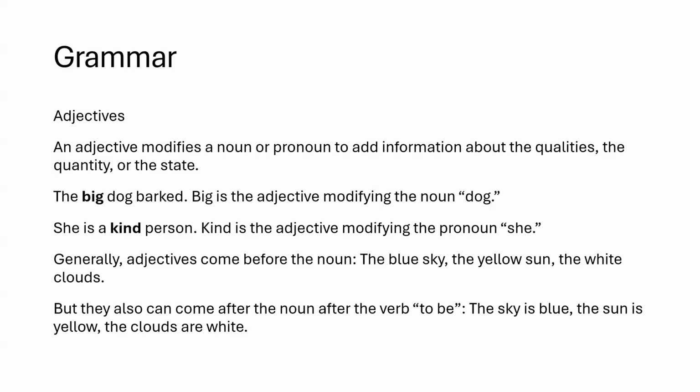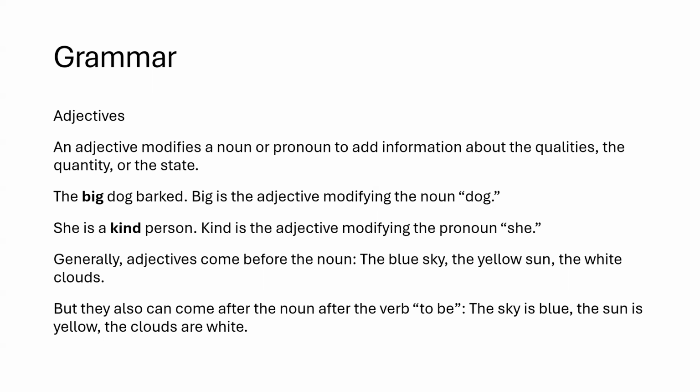I'll fix that. So generally in spoken English, adjectives come before the noun. The blue sky, the yellow sun, the white clouds. But they can also come after the noun, after the verb to be. The sky is blue. The sun is yellow. The clouds are white.